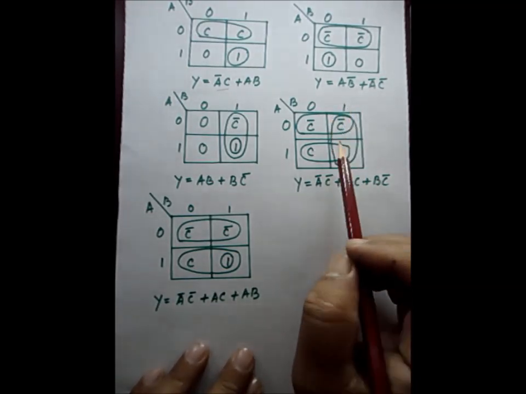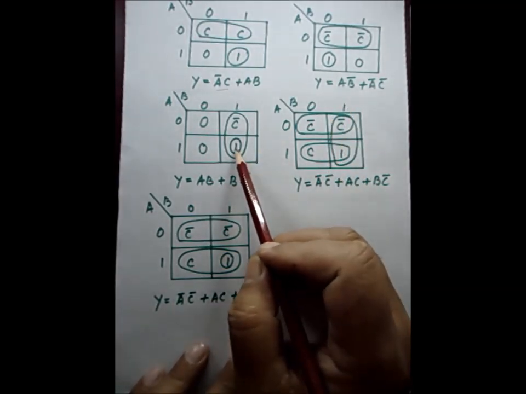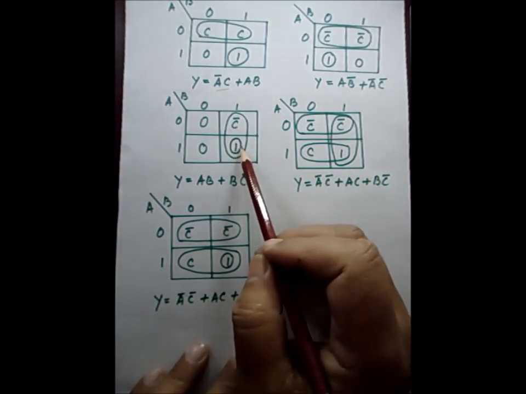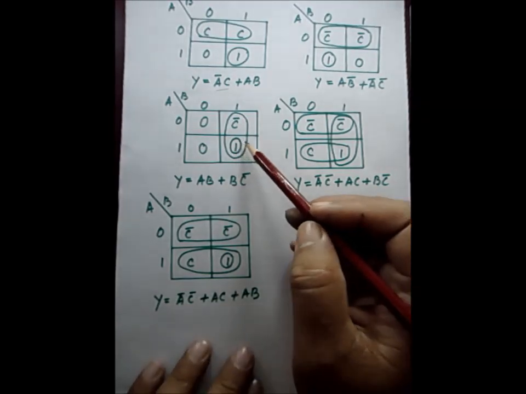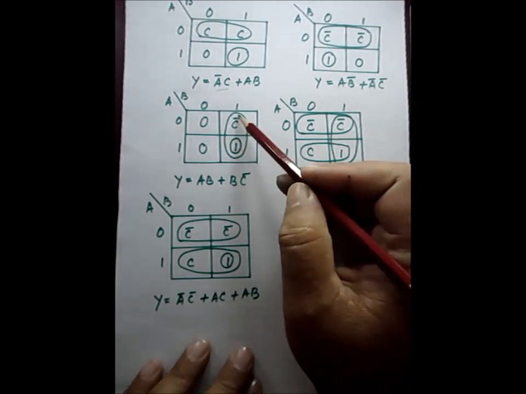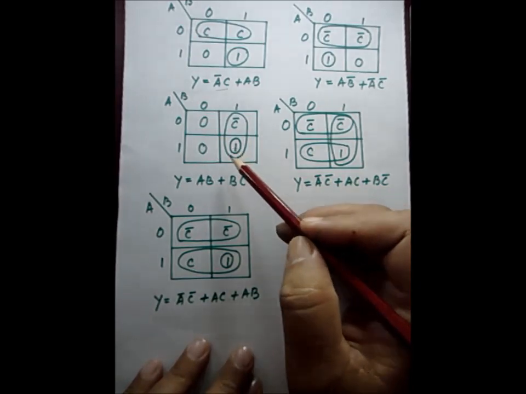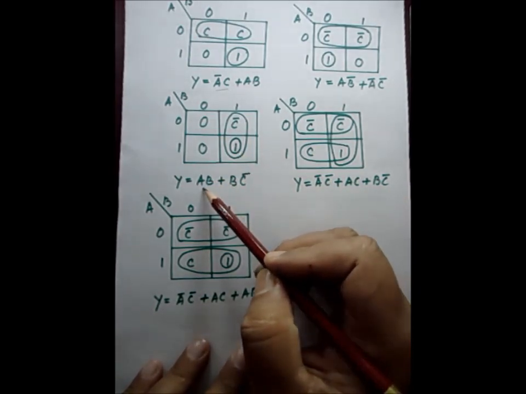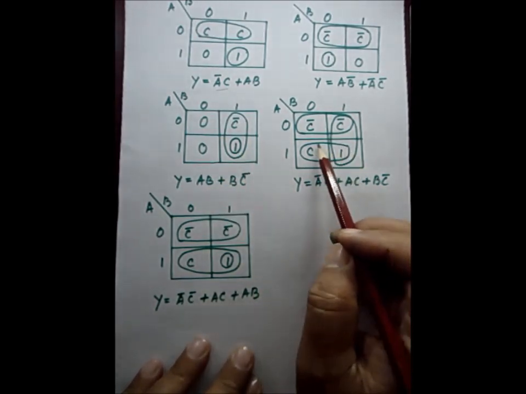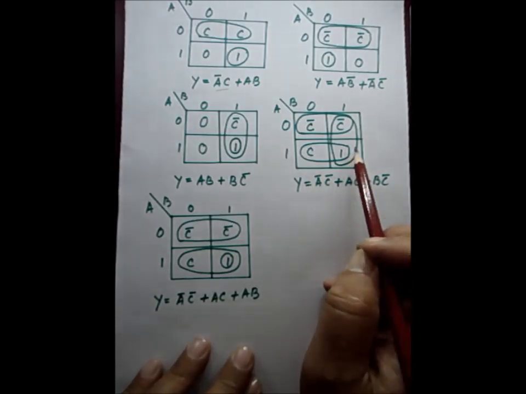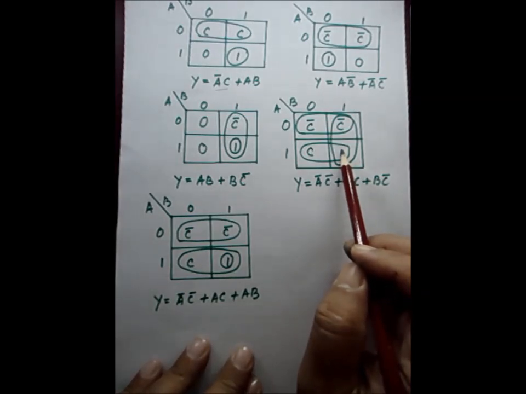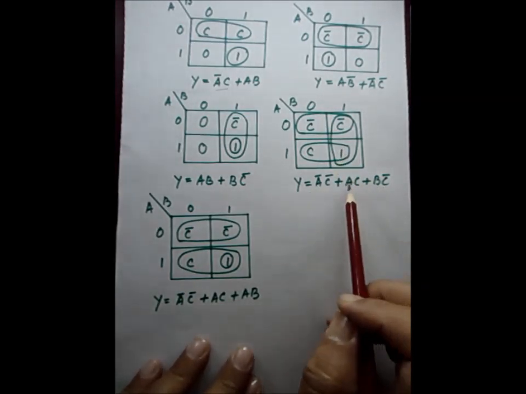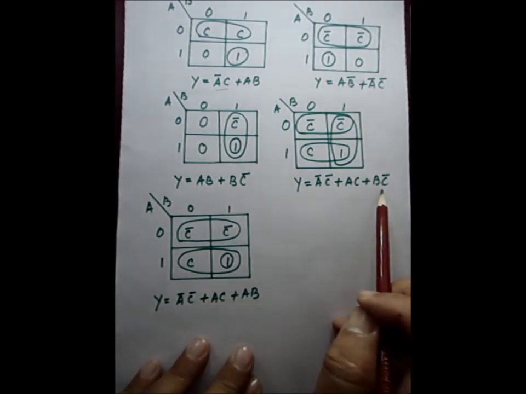Again, I repeat, just notice that in the previous case, even though 1 was included in the grouping of C bar, still 1 had to be considered. But here, the 1 has been grouped with C, and again it has been grouped with C bar. That is why 1 is not required to be grouped again. And therefore, we got this expression.